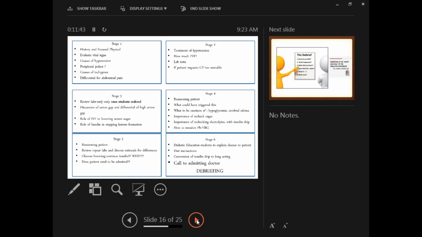So we review the lab tests, but only the ones that the students ordered. So in this case, there's more labs that they could have ordered, like ketones, urine, the ABG. So we'll only discuss in this stage what the students actually ordered. I'm sure they'll order a metabolic panel, and we're going to discuss what the anion gap is.